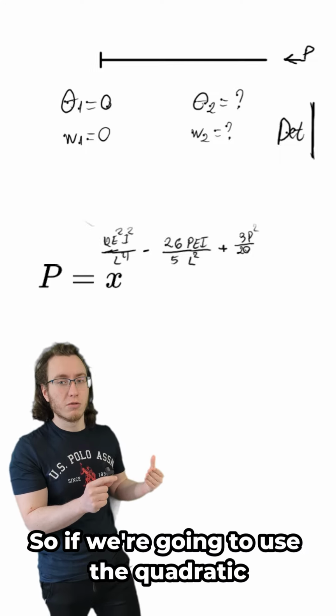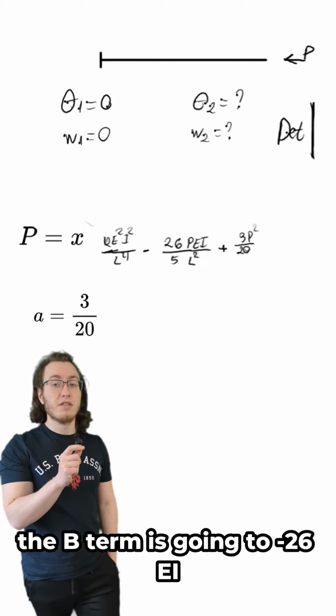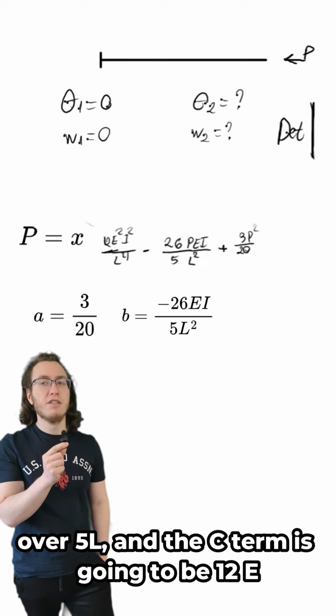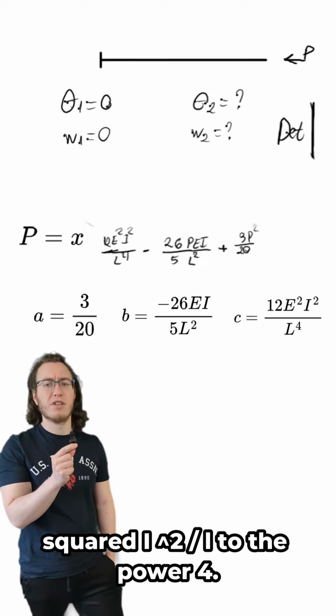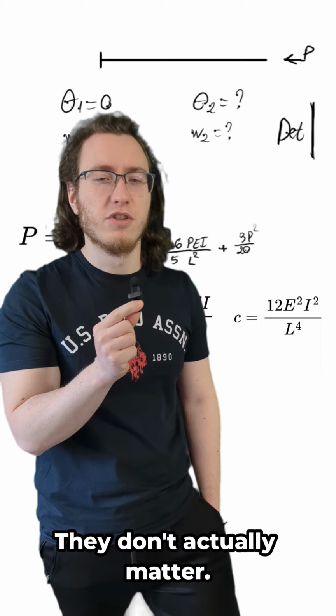So if we're going to use the quadratic formula, the a term is going to be 3 over 20, the b term is going to be minus 26 EI over 5L, and the c term is going to be 12 E squared I squared over L to the power 4. Don't worry about what those terms mean, they don't actually matter.